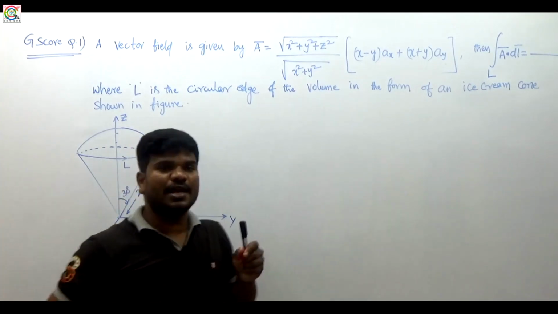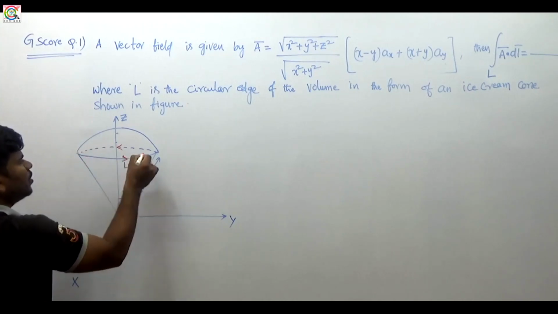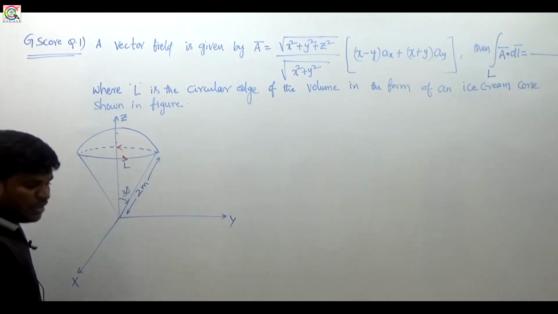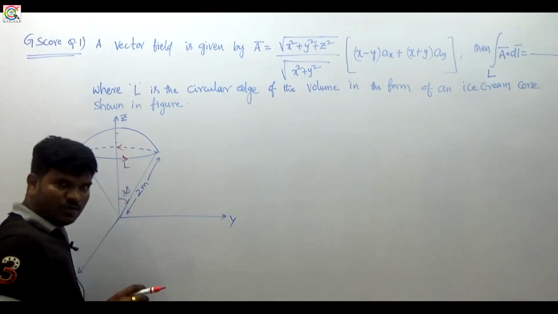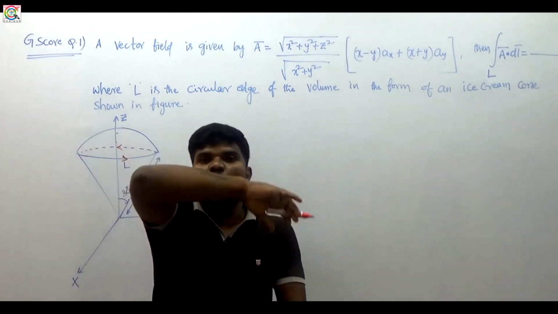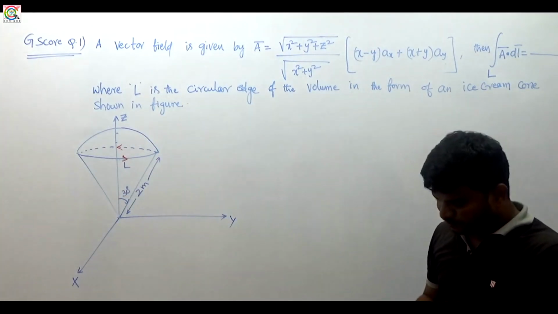And how is the circular edge? The circular edge is like this. Okay, it is in the direction shown. Circular edge, right? This is actually the shape of an ice cream cone, having some ice cream on the top of it, right? So like this. So this is the question.